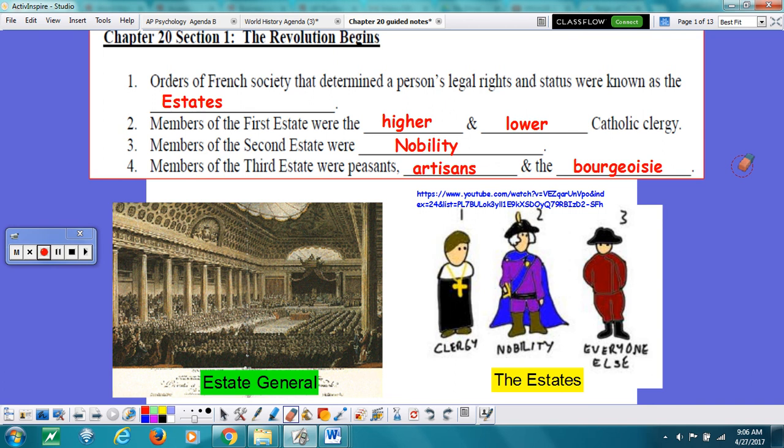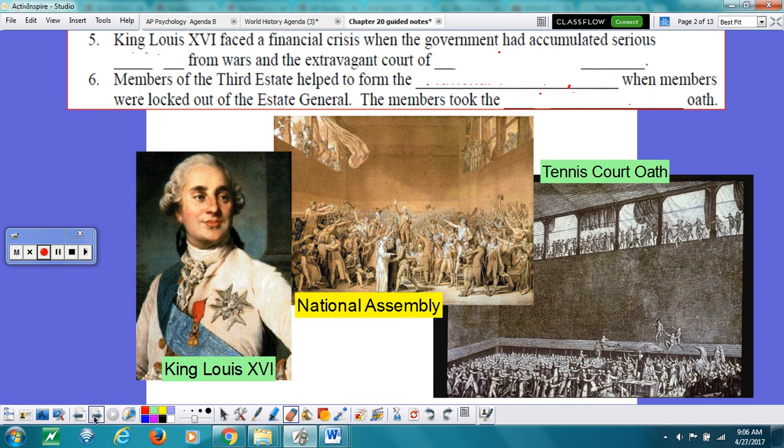Okay, these estates, for the most part, had their own rules and regulations. A lot of the power was held primarily in that first and second estate. The majority of the people who lived in France consumed the third estate. Okay, in France, we had a king, and we've got to talk a little bit about the line of the monarchy here.